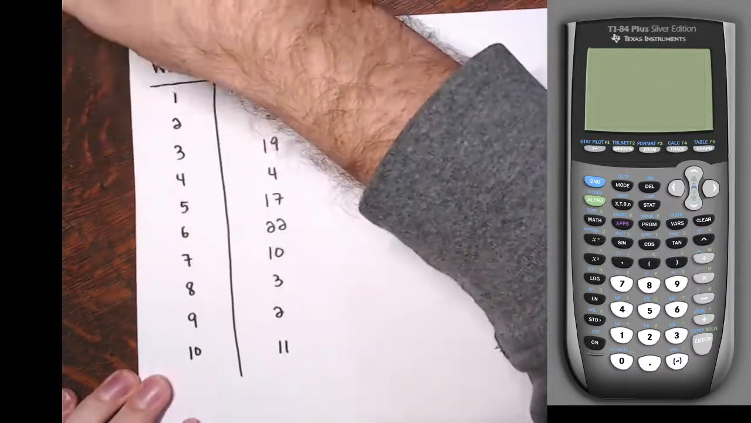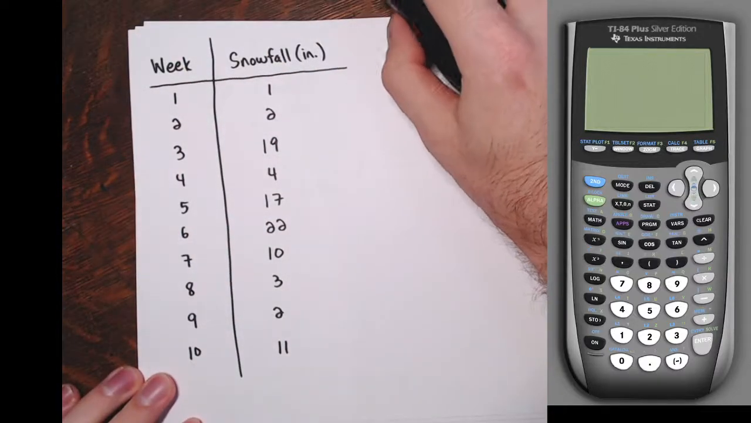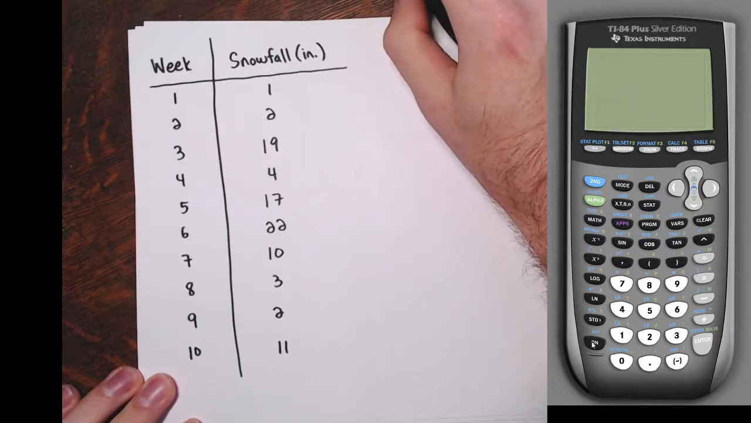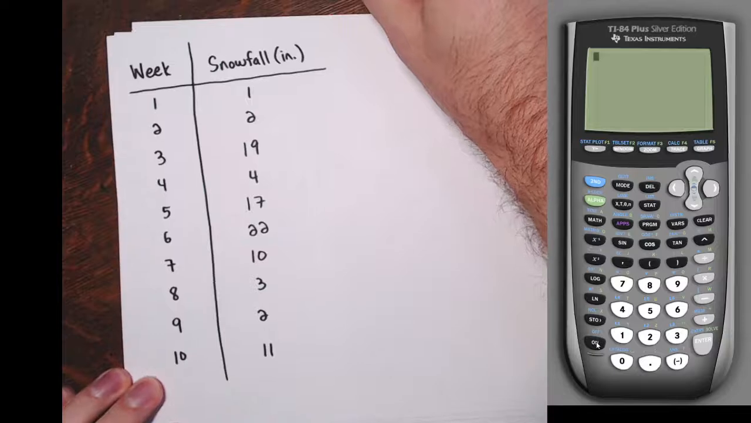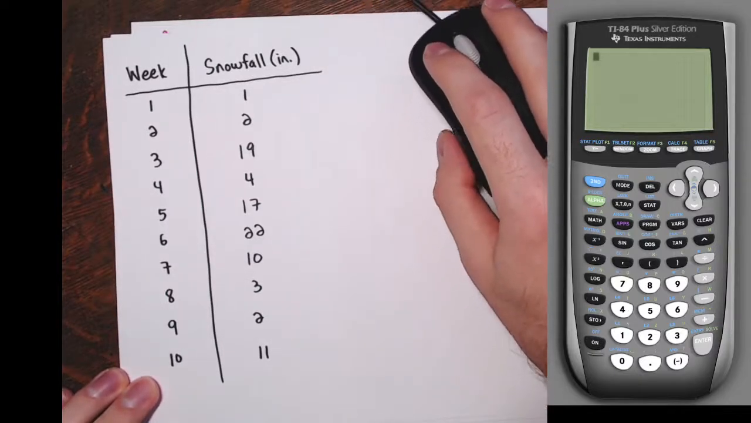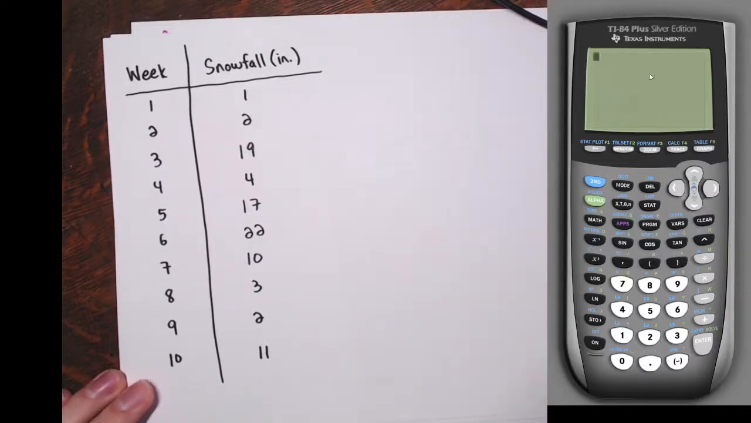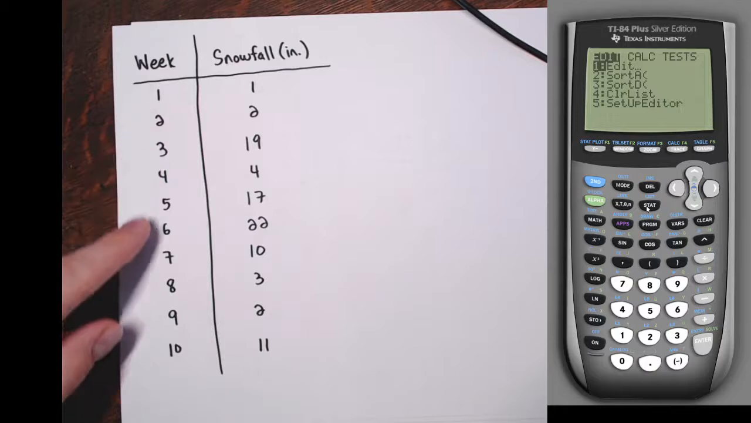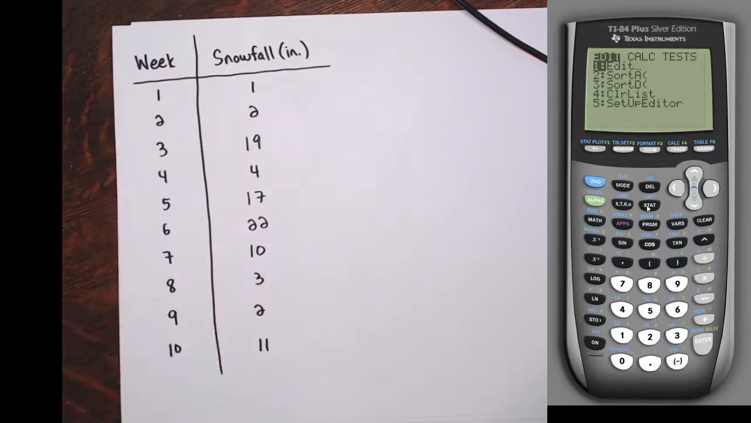Alright, so how do I enter this stuff in my calculator? So obviously first turn it on, and then to enter a list of data, you hit the Stat button. Now I've shown you how to enter a list of data before. Here we're going to enter two lists, two lists of data, one for the week numbers, one for the snowfall in inches.